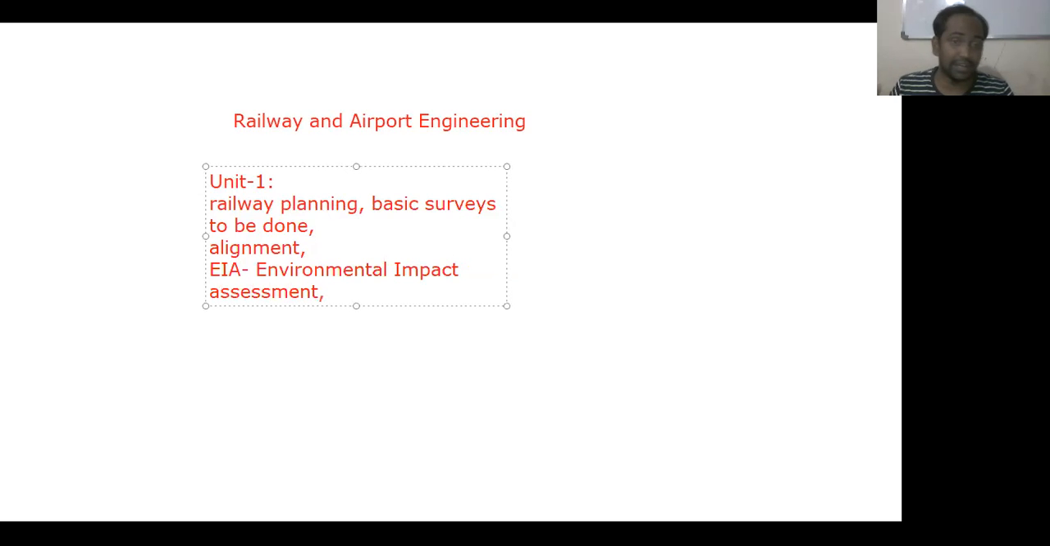So what does environmental impact assessment mean? It means that if we need to start any project, either a transport system, an industry, an educational institute, or any construction, whatever it may be, before starting the project we need to analyze the condition of the environment in the area where we are going to start the project.